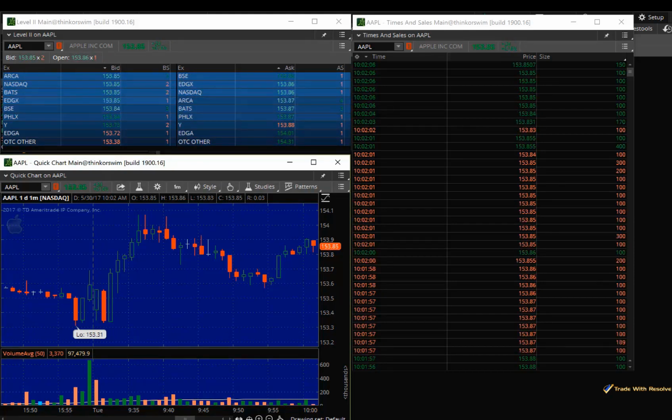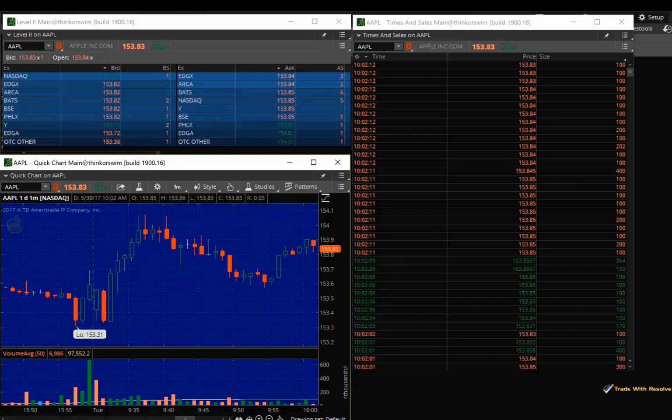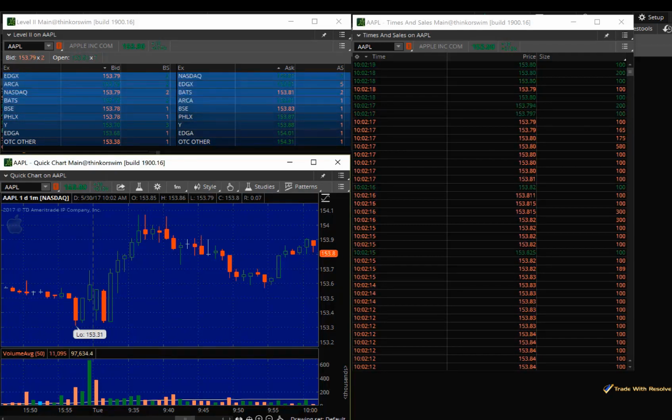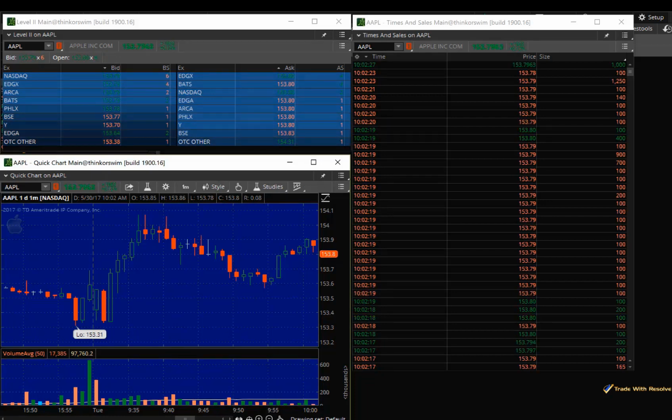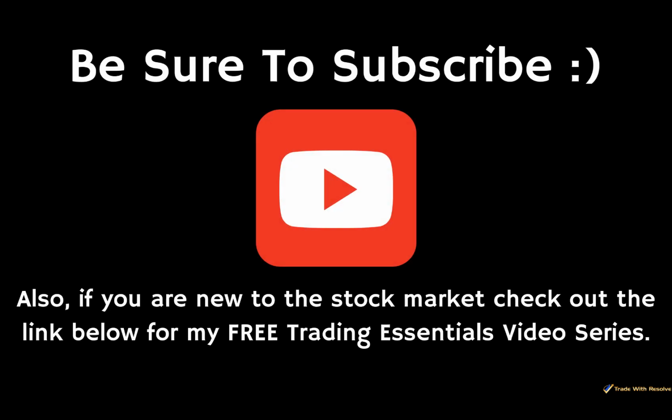So hopefully it makes a little bit more sense now that you've seen the live action. I know that just looking at stagnant screenshots, sometimes that's not as helpful as actually viewing the live action. So hopefully now you've been able to get a better picture of what it's like whenever the market is open and the time and sales and the level 2 data is populating.